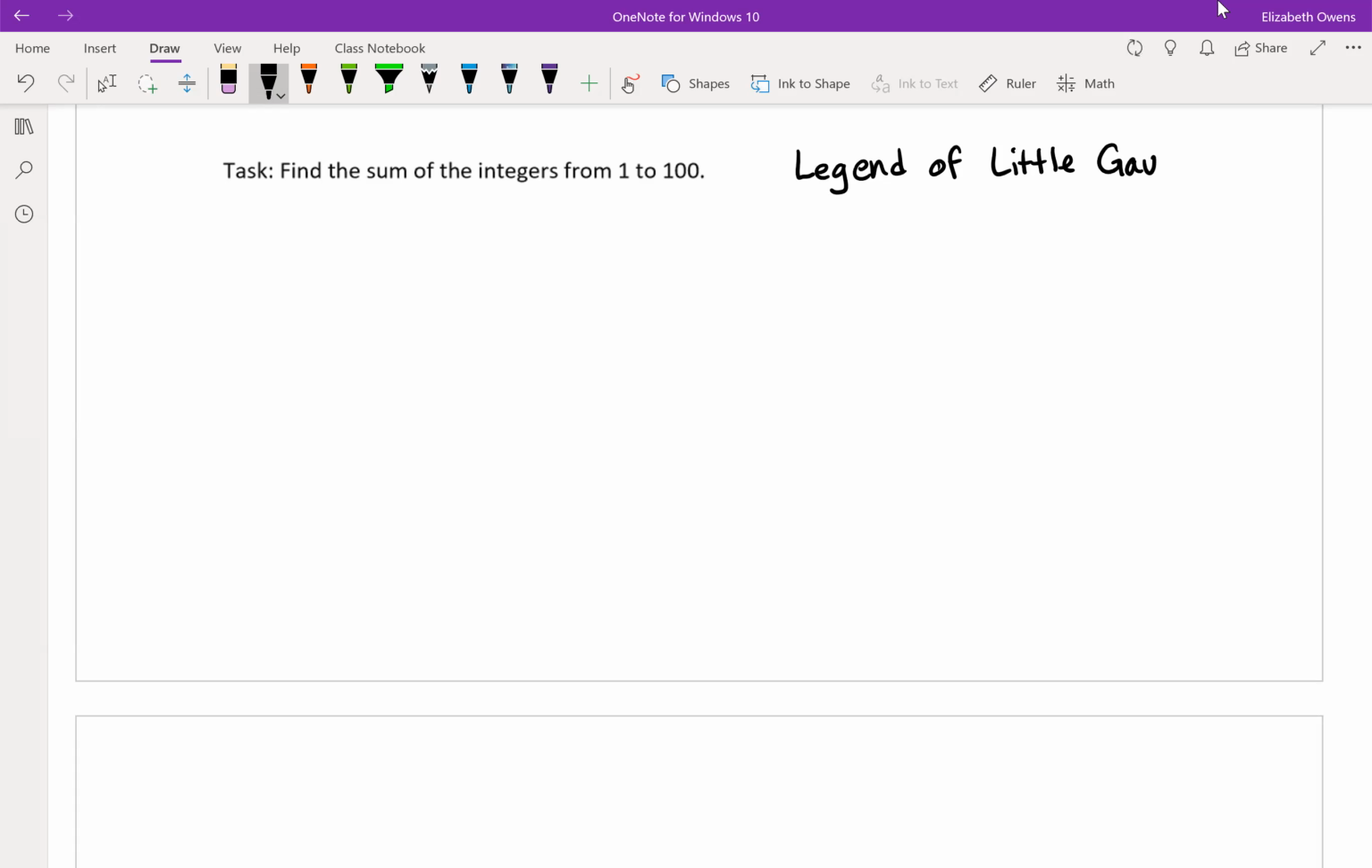All right, so Gauss was a mathematician back in the day. And the legend has it, and I don't know if this has been confirmed, by the way, this is like a mathematical fairy tale type of thing. But the story has it.